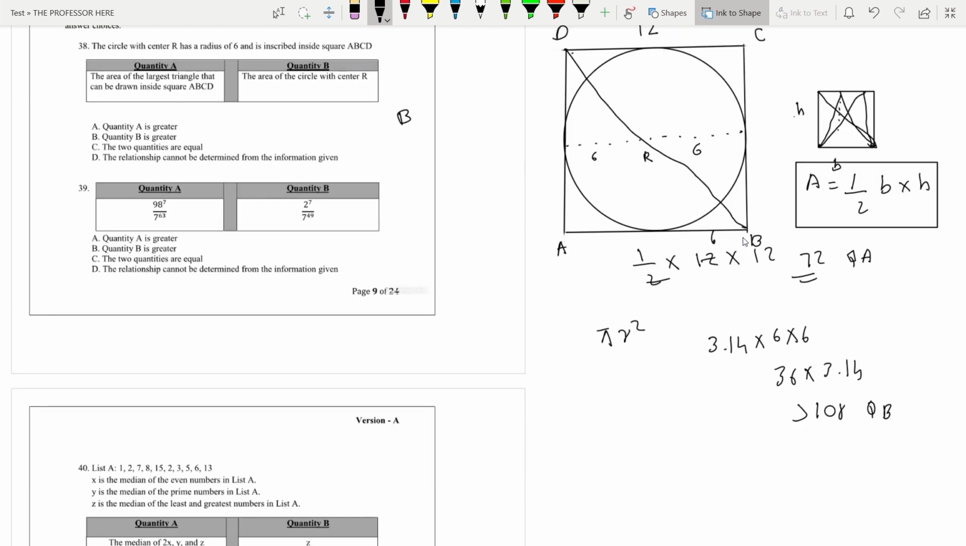Now we move on to question number 39. Quantity A is 98 raised to 7 by 7 raised to 63. Quantity B is 2 raised to 7 by 7 raised to 49.